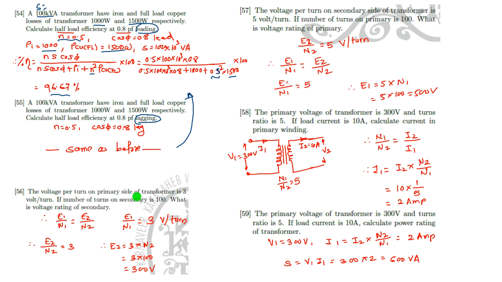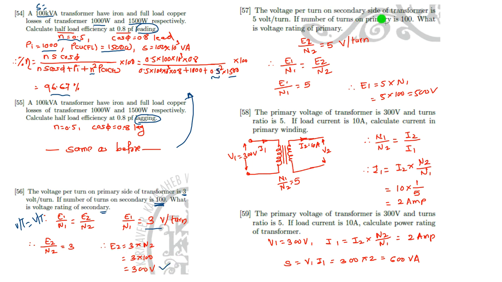The voltage per turn on the primary side of the transformer is 3 volt per turn. If the number of turns on the secondary are 100, what is the voltage rating on the secondary side? So we know that E1 upon N1 is equal to E2 upon N2, that is, volt per turn on the primary is equal to volt per turn on the secondary. E1 by N1, the primary side volt per turn, is given as 3, so E2 by N2 is also 3, and N2 is given as 100. Substituting N2 equal to 100, E2 is equal to 3 into 100, so it is 300 volt.